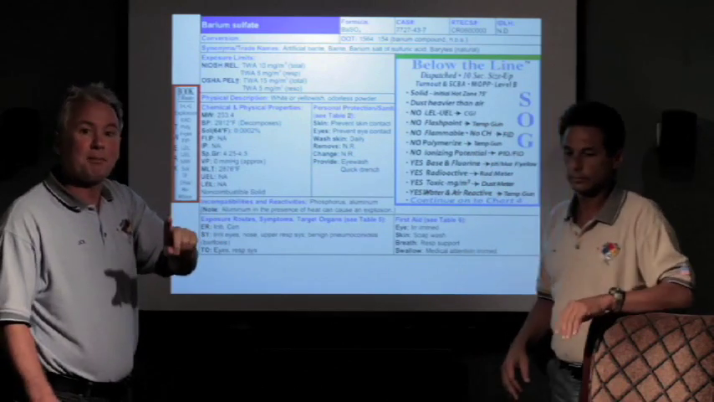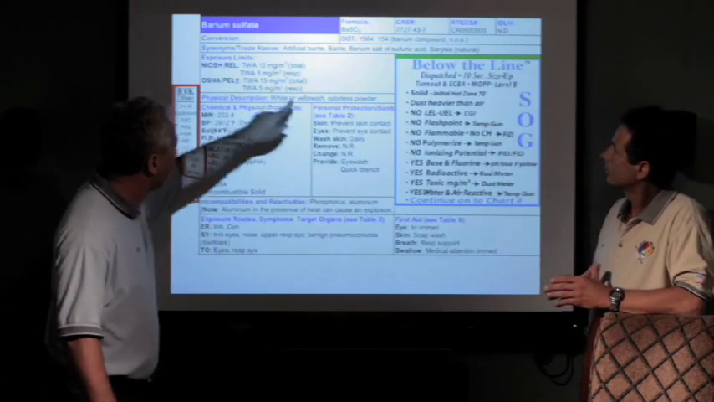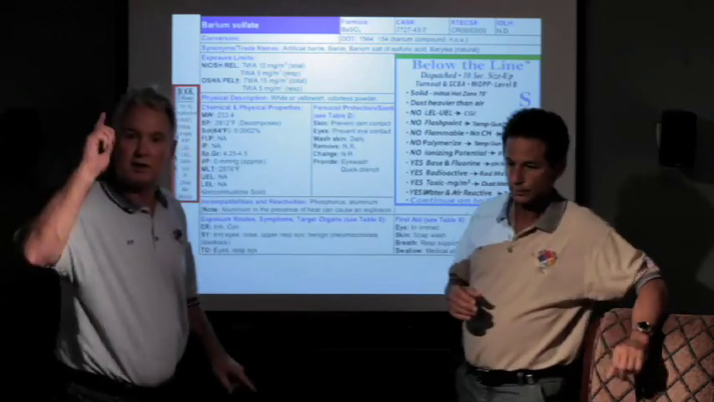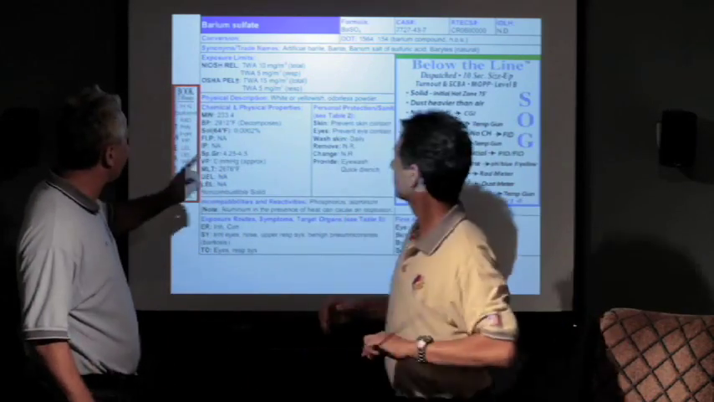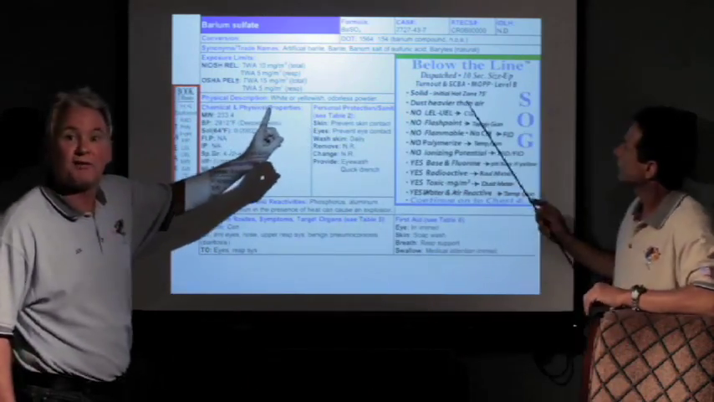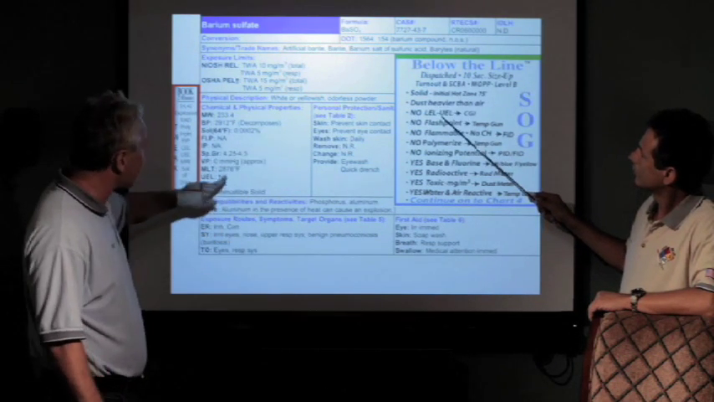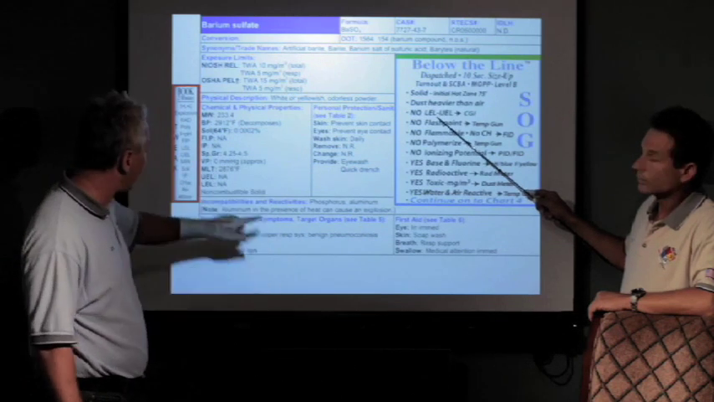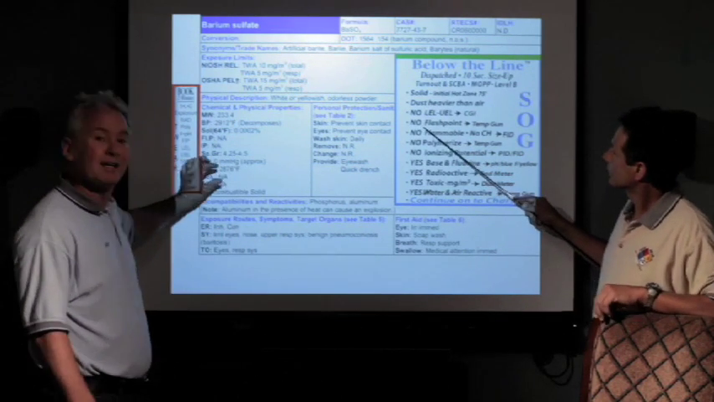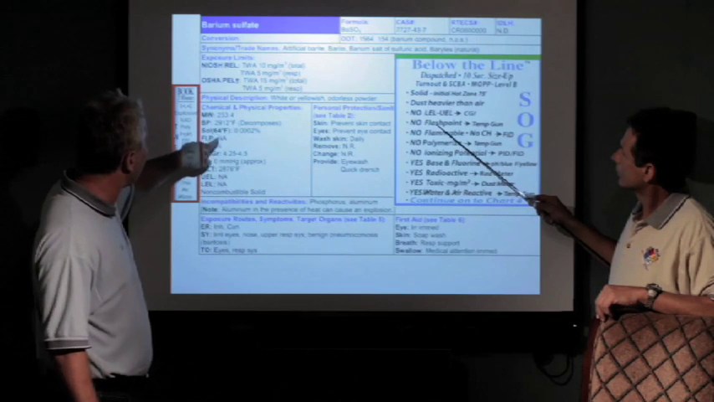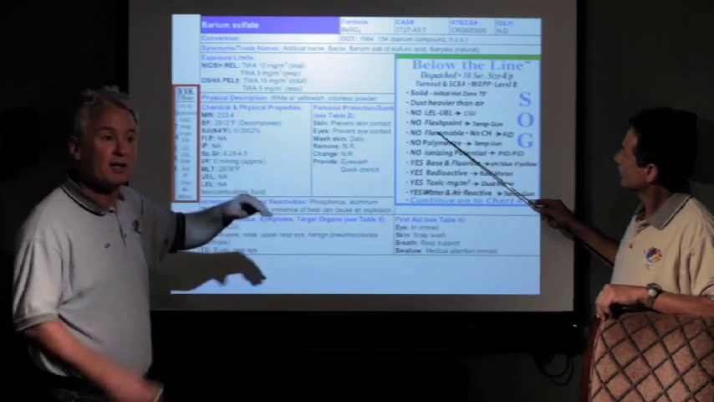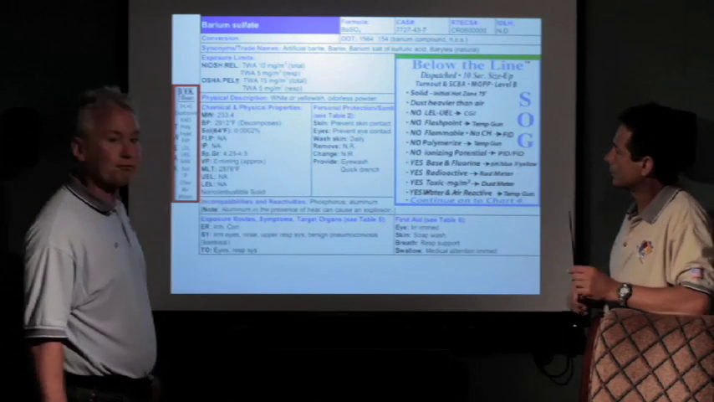We predicted that barium sulfate was a solid. In the physical description it says powder. Check, we got it right. We predicted that the dust was heavier than air. We go to the molecular weight. We got that right. We predicted that there was no LEL and no UEL. You look at the LEL and the UEL, ain't none. We go to the flash point, ain't none. You put all those together, we're not flammable.